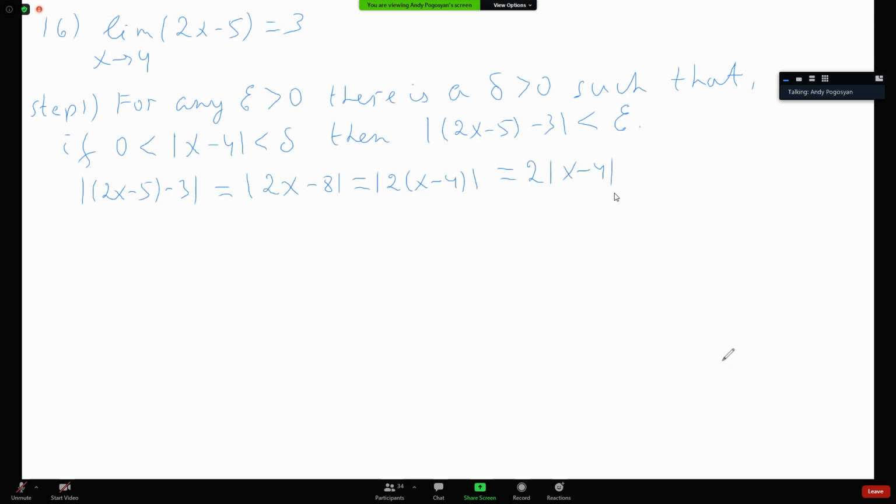This one is less than 2 delta because x minus 4 is less than delta. But it should be less than epsilon. We choose 2 delta equals epsilon. Delta is 1 over 2 epsilon. This is the first and the important part. So any question on this one?